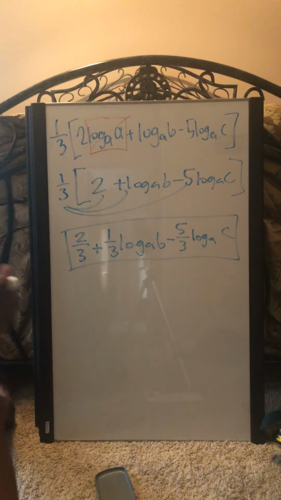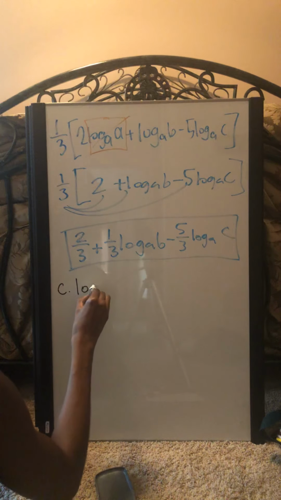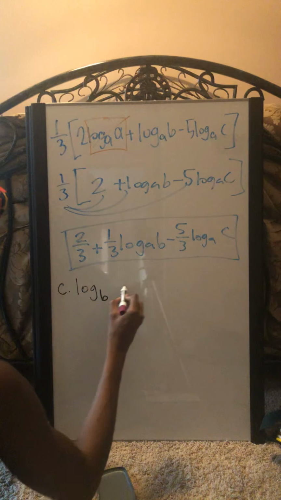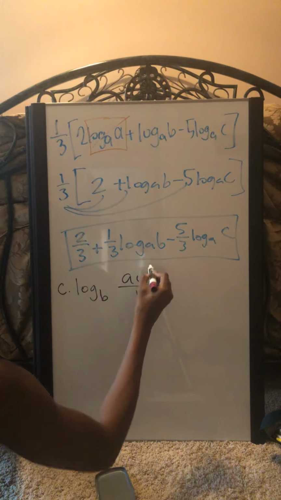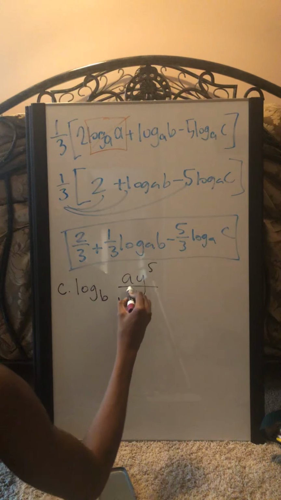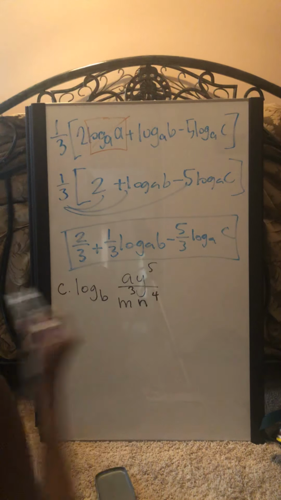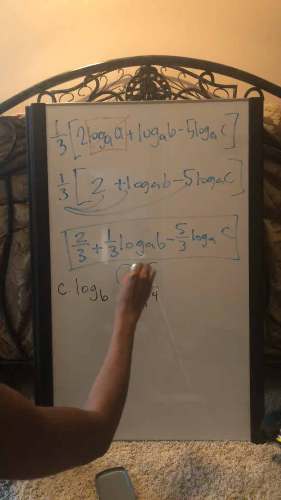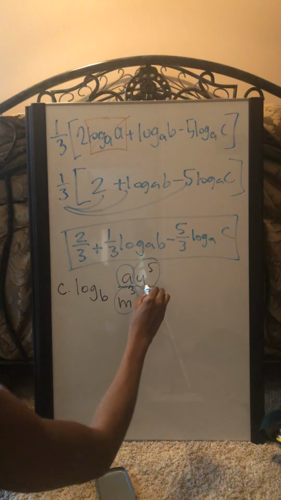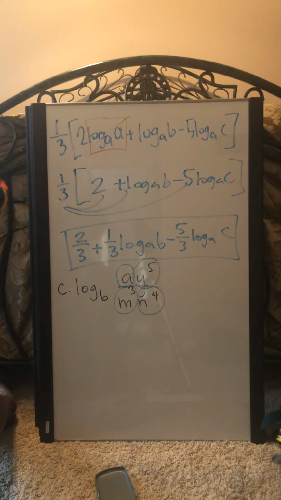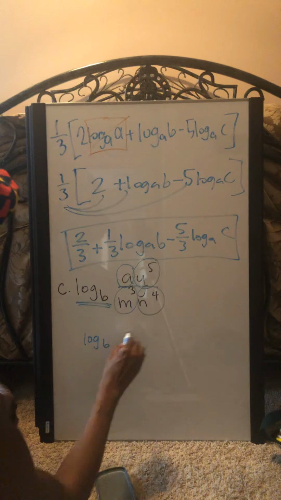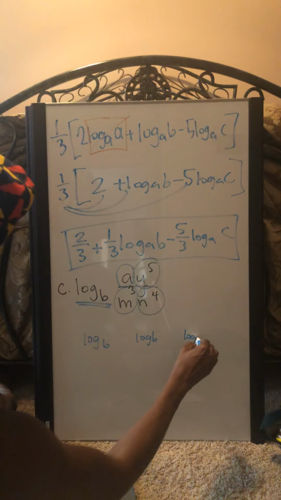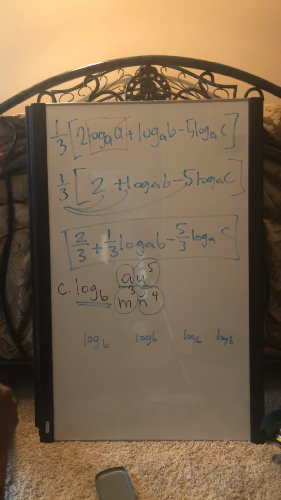Okay, awesome. And then last but not least, we have example c, which is log b of a y to the 5th over m to the 3rd n to the 4th. So we're asked to write this as sums and differences. First thing we need to determine is how many parts we have. We have a, we have y to the 5th, we have m to the 3rd, and we have n to the 4th, which means we have to write log b 4 times. So I have log b, log b, log b, log b, 4 times.